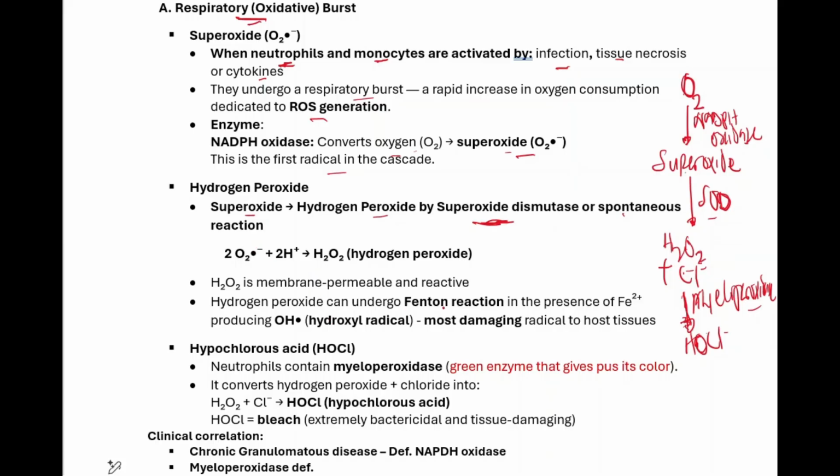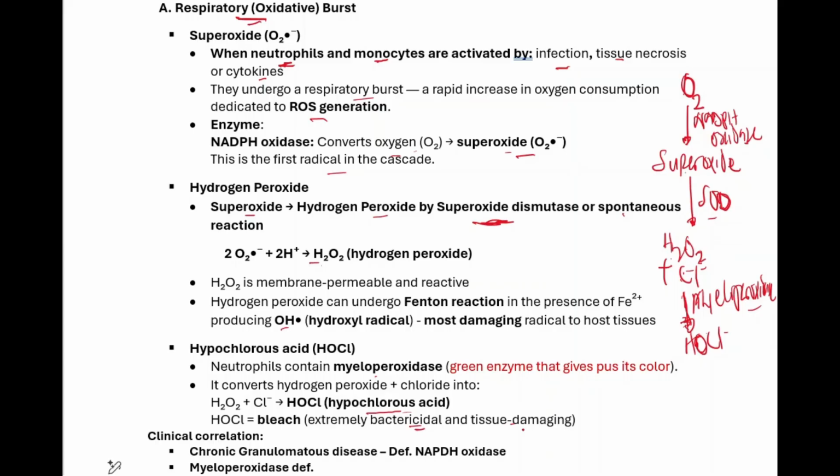And we're going to talk about Fenton reaction later when we talk about metals. And from hydrogen peroxide, you can also produce what? Hydroxyl free radical from hydrogen peroxide. And now we're going to add chloride to the hydrogen peroxide, right, by the help of myeloperoxidase to be able to form what? Hypochlorous acid, which is the bleach. And that bleach is going to kill the bacteria.